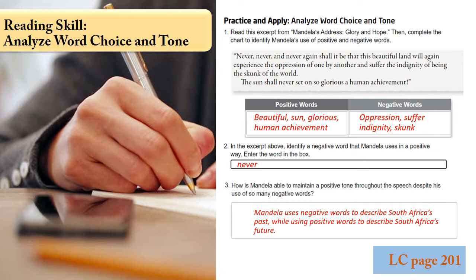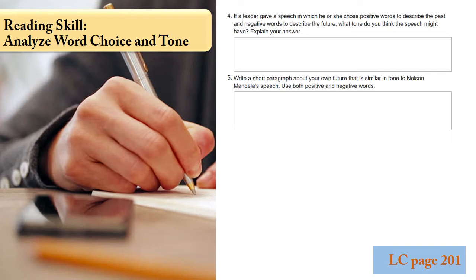Let's move on to number four. If a leader gave a speech in which he or she chose positive words to describe the past and negative words to describe the future, what tone do you think the speech might have? Explain your answer.